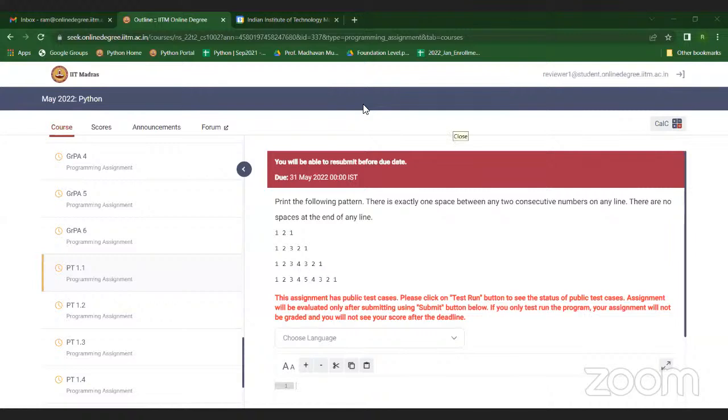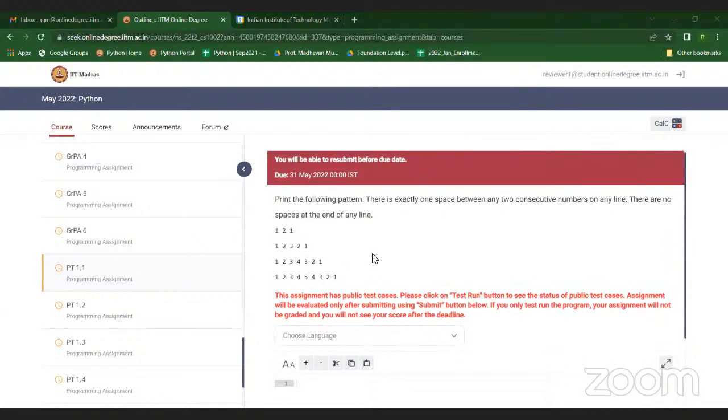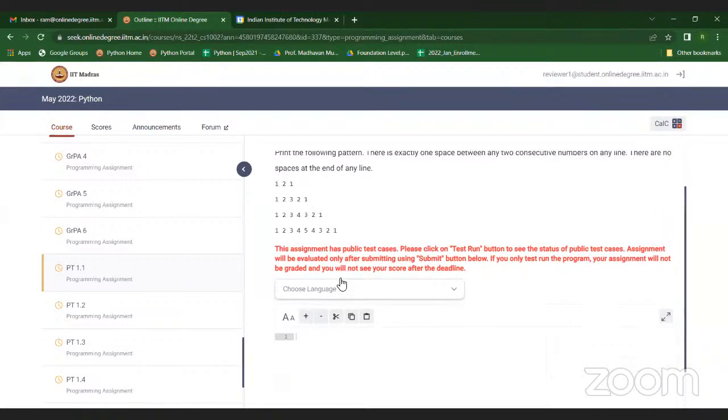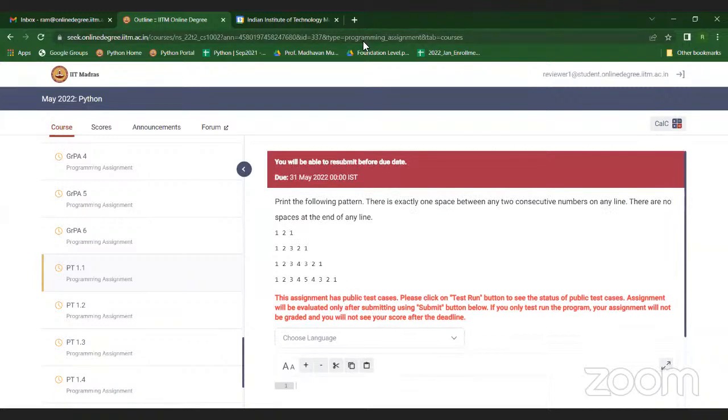Okay. For now, we can solve this PT 1.1 problem. You should be printing the following pattern. There should be exactly one space between any two consecutive numbers. So between 1 and 2 there should be a single space, and between 2 and 1 a single space. That's it, no other spaces. Similarly, here between 1 and 2, 2 and 3, 3 and 2, 2 and 1, there should be a space. But after the last 1, there should not be any space. Can you try to do this? You can just print it directly.